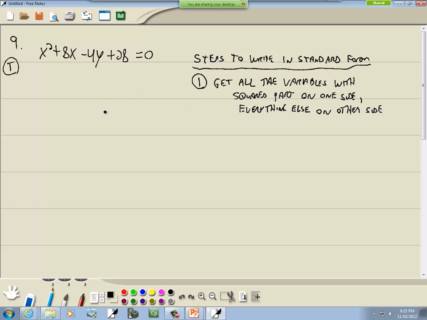What do I mean by that? Get all the variables with the squared part. I never have been able to put this in words. The squared is on the x, so we're going to get everything with x on one side. Now the next problem, that may change because the squared may be on the y. And we'll take the rest of it over to the right side. Remember, when you take anything over, the sign changes. So negative 4y becomes a positive 4y, and positive 28 becomes a negative 28.